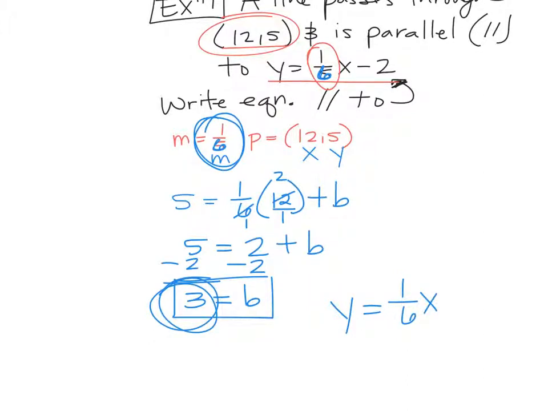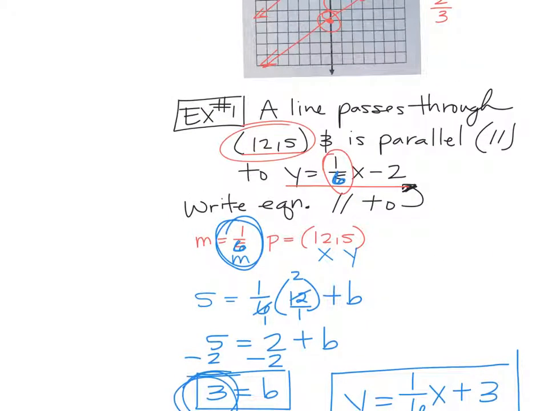1/6 x. What's my b? Plus 3. Okay? So all you have to do here is take the slope from the equation, and then put it into slope-intercept form with the point that they gave you. Okay? We're going to do one more of those.